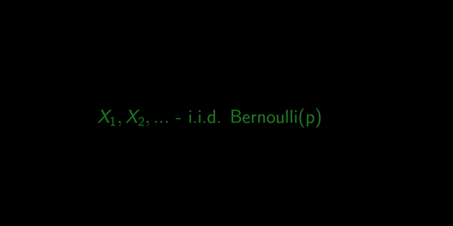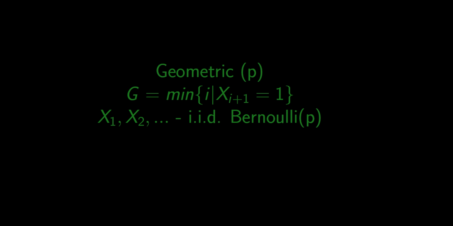Our random variable g will be equal to the minimum index of the Bernoulli trial such that the next result is success. We say that such a random variable comes from the geometric distribution with parameter p.